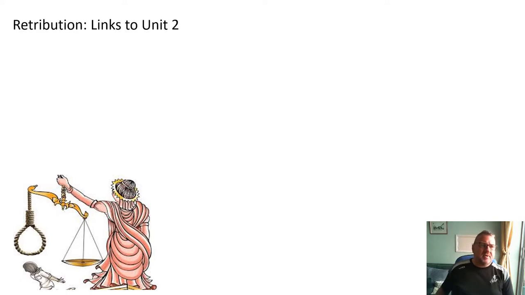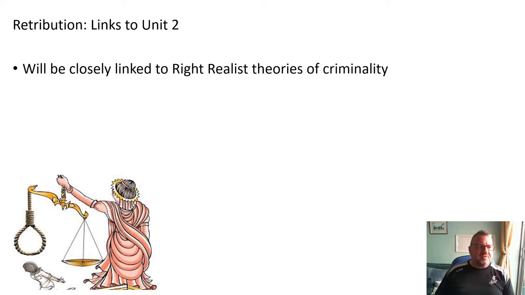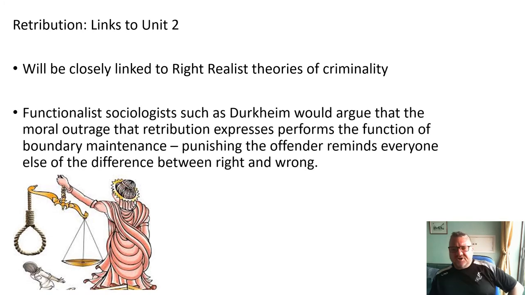So let's look at our links through to our criminological theories with retribution. Well, it's closely linked to right realist theories of criminality, which tend to be tough on crime, tough on the causes of crime. Functionalist sociologists such as Durkheim would argue that the moral outrage that retribution expresses performs the function of maintaining social boundaries. Punishing the offender reminds everyone else of the difference between right and wrong, and that's its function.